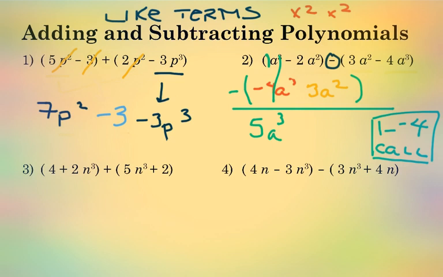Now let's worry about those a squareds. I have negative 2a squared minus 3a squared. So now what we're typing on the calculator is negative 2 minus 3. Negative 2 minus 3 gives me a minus 5a squared.